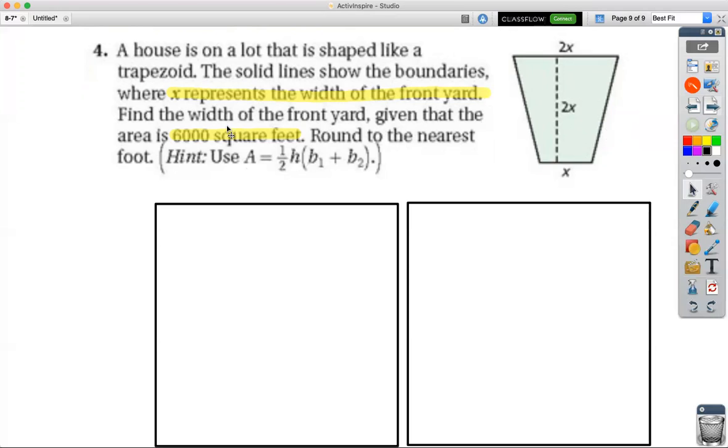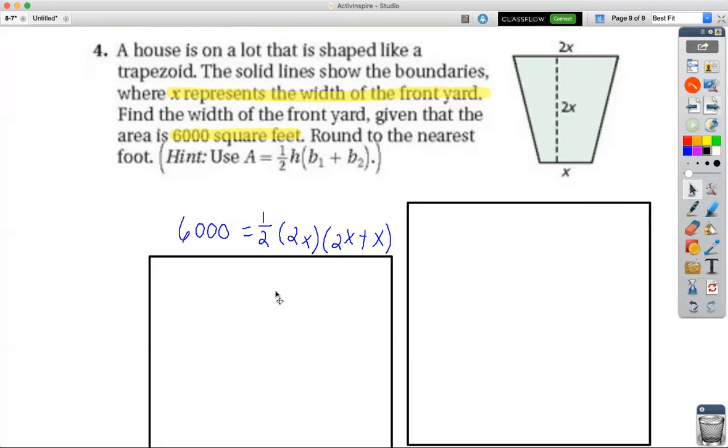Now that we have this information, we're going to plug in what we know. We're going to plug in 6,000 as the area that was given to us, and multiply 1/2 by the height, which in this case is 2x right here. And then of course we need the sum of the two bases, the two edges. So we're going to add 2x and x like so. I prefer to do my problem step by step, so it's not mixed up altogether. Then again, you have that option to do so. I'm just showing step by step right now.